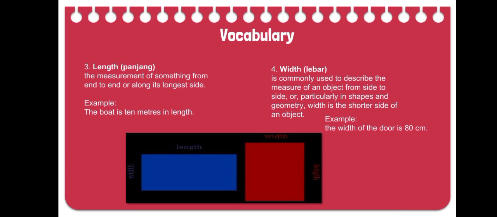Next, width or lebar in Indonesian language. What is width? A width is commonly used to describe the measure of an object from side to side, particularly in shapes and geometry. Width is the shorter side of an object. Example, the width of the door is 80 centimeter. You guys also can see in my presentation that there's a picture of the rectangular and square, which also points out which is the length and which is the width.